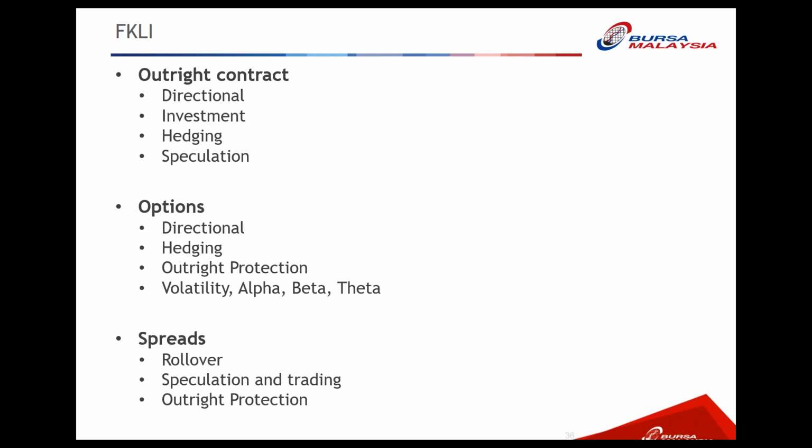Okay, usually for a long position, you just do a short spread. That means you sell near and buy far, so that you keep on doing a long far kind of action and close your near month contracts. So your position will be rolled over almost forever until you are satisfied and you close the position. Of course, you can also speculate and do some trading with the spread contracts.